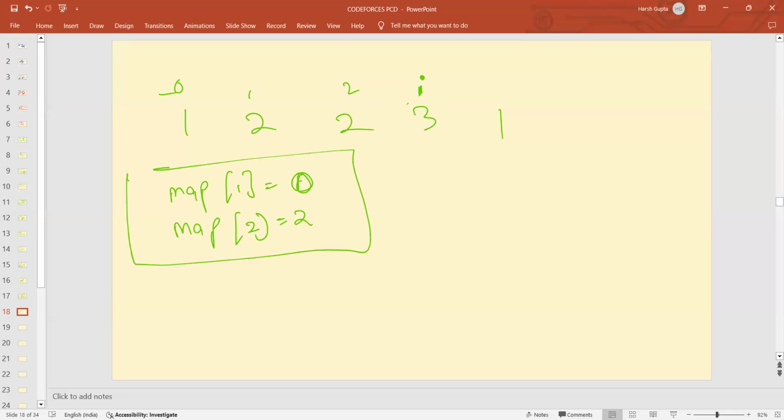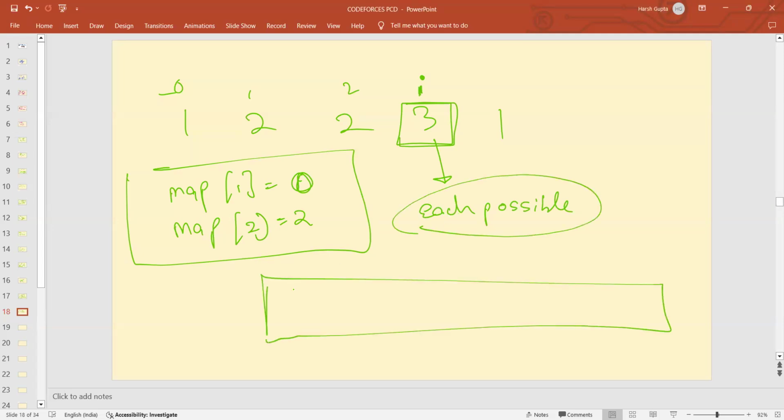Now for 3, how do I check whether I have any number towards the left which on addition with 3 gives me a composite number? What I do is go to each possible composite number. I have already stored all the possible composite numbers. The possible composite numbers I have are 1, 4, 6, 8, 10, 12, and so on up to 200. Up to 200, I have stored all the possible composite numbers.